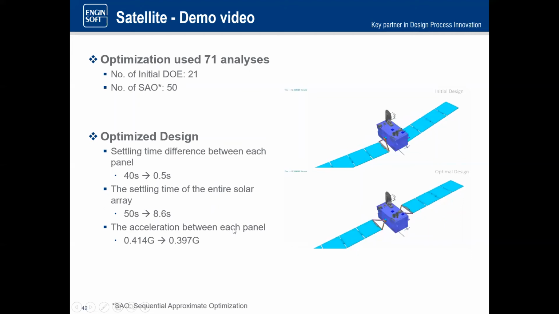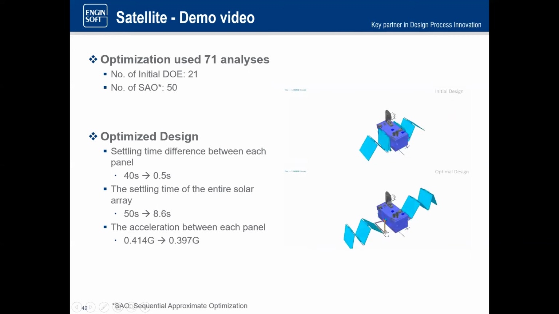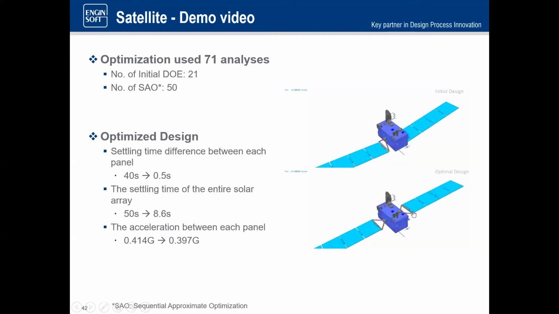And acceleration between each panel went from 0.414 G, which was above the target, and actually went below this target acceleration, even with the very fast deployment. So we can see that again. So it deploys quickly. You can see a little bit of motion there. But it's kind of motion of the entire array, so focused on one location, and then settled out pretty quickly.